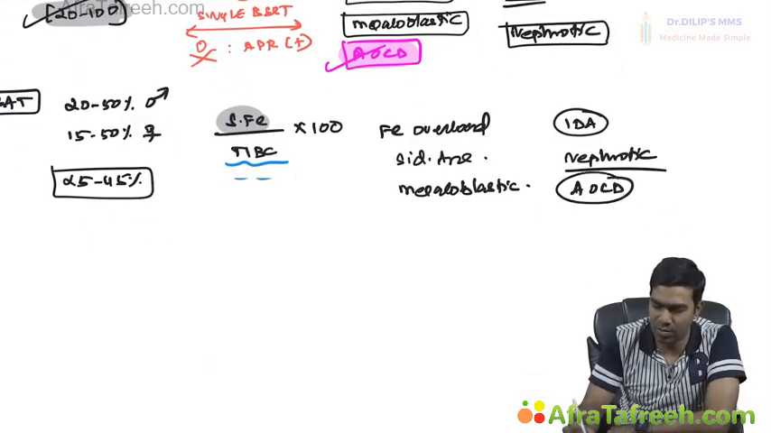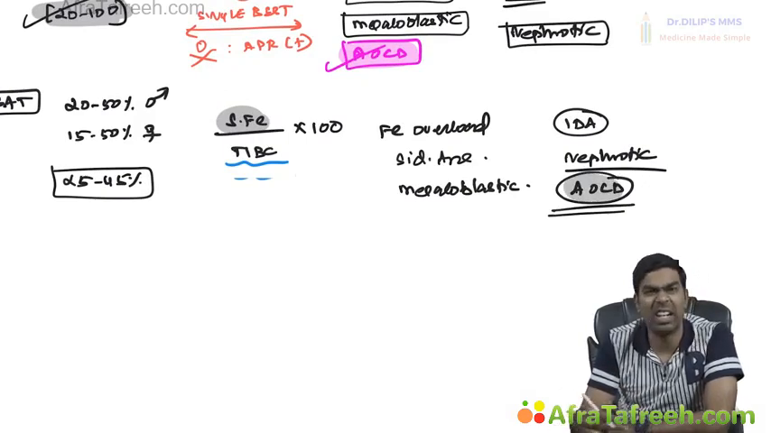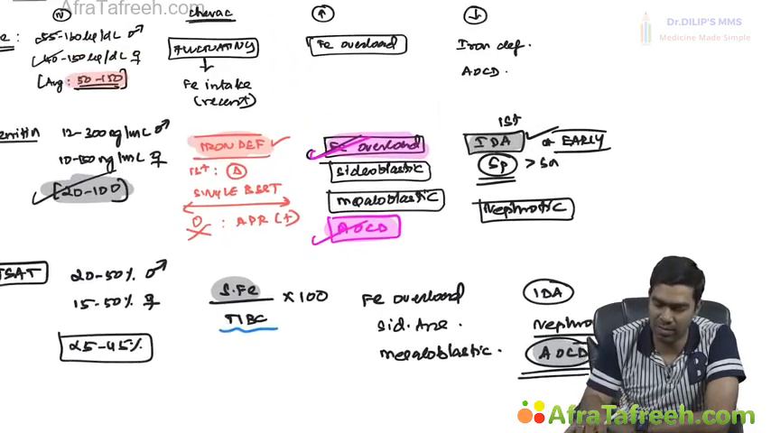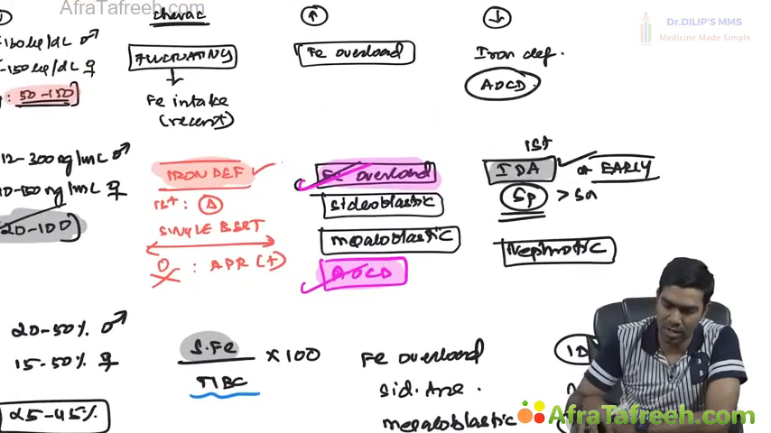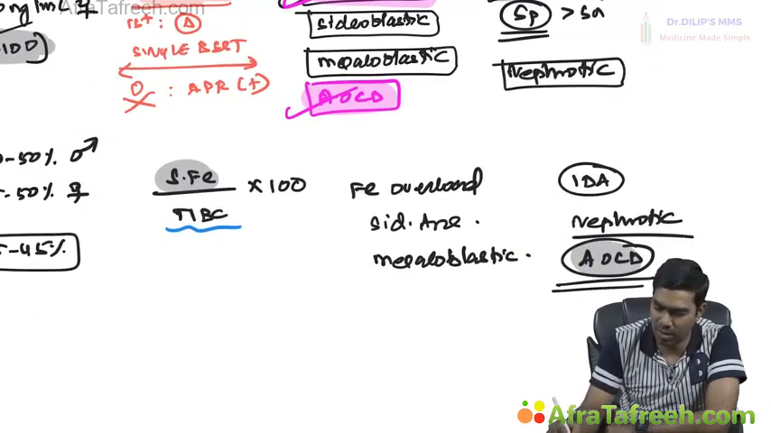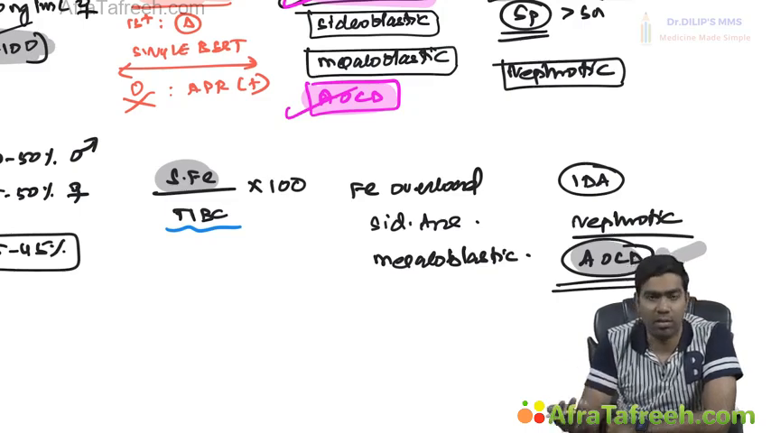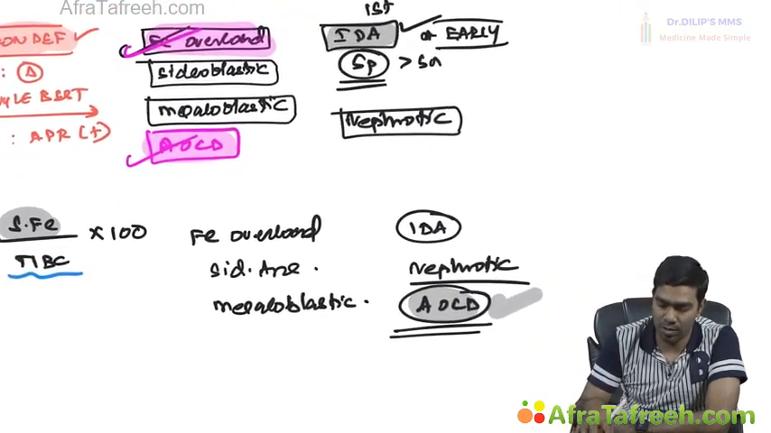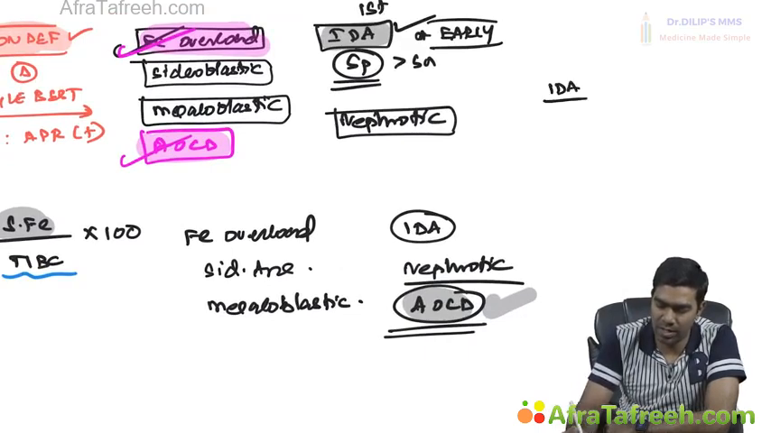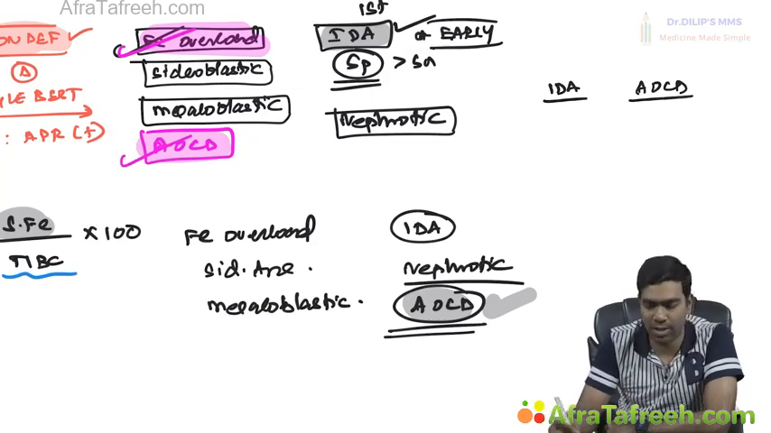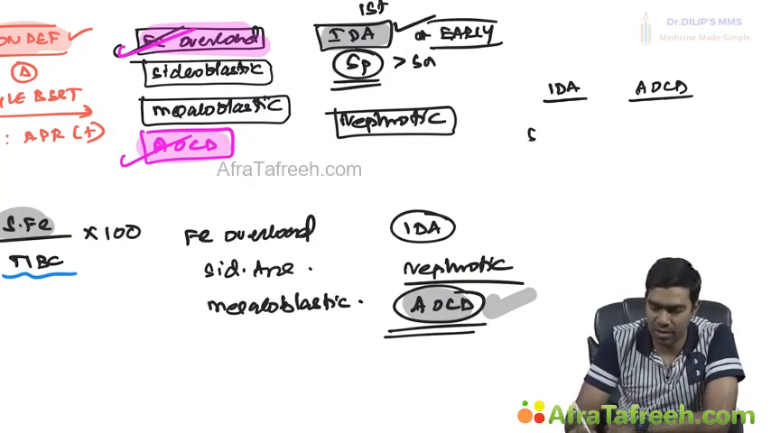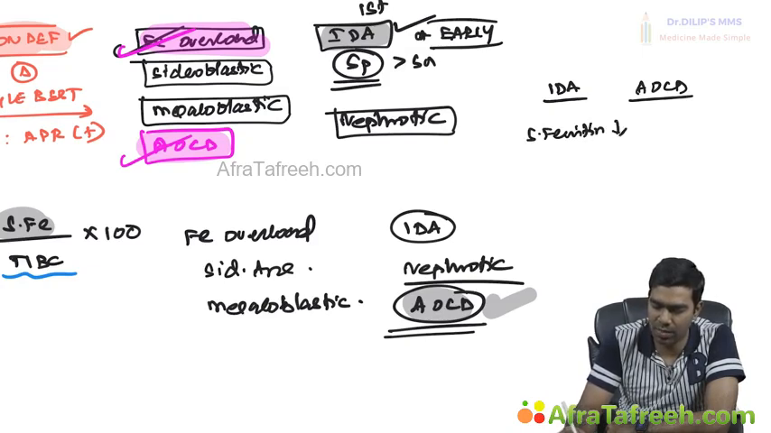Actually, the transferrin saturation will be decreased in anemia of chronic disease because the release is reduced. Obviously, the serum iron will be reduced in anemia of chronic disease. At the same time, your transferrin saturation will also be reduced. Which means, if you take iron deficiency anemia versus anemia of chronic disease, which I'm going to discuss later on as well, the major difference is that in iron deficiency the serum ferritin will be reduced, whereas the serum ferritin in anemia of chronic disease will be typically normal or increased.